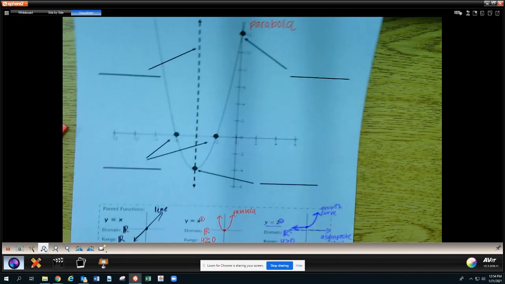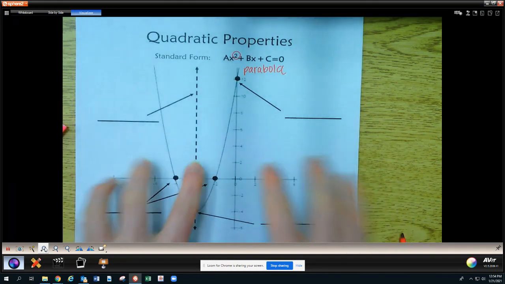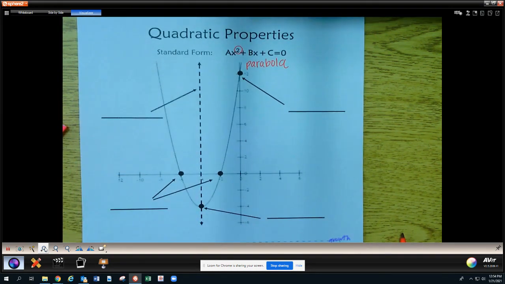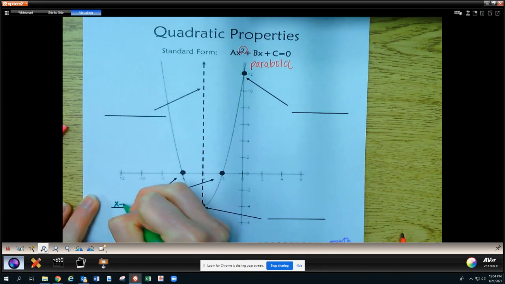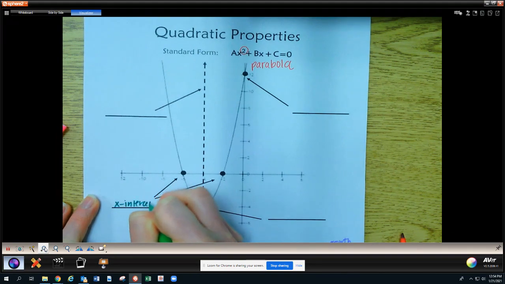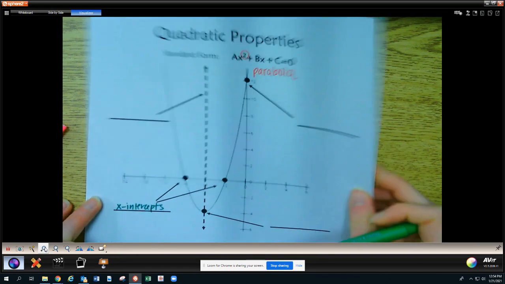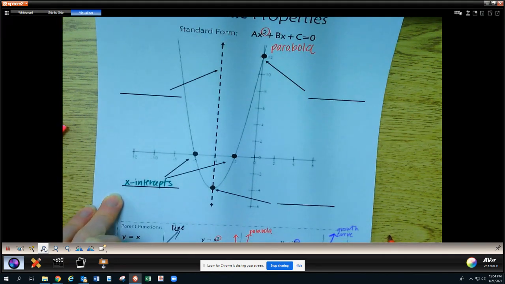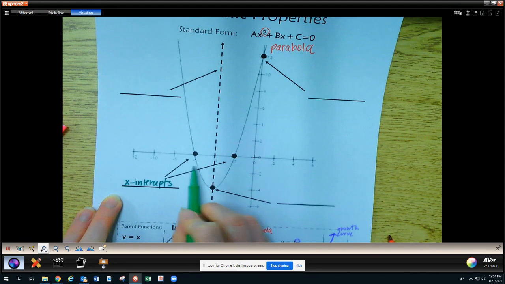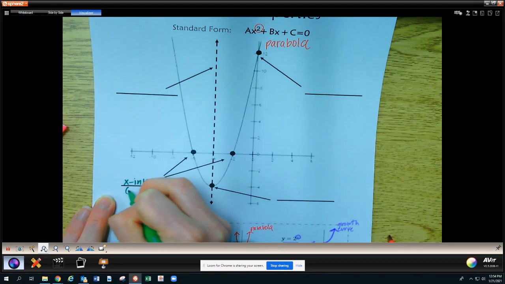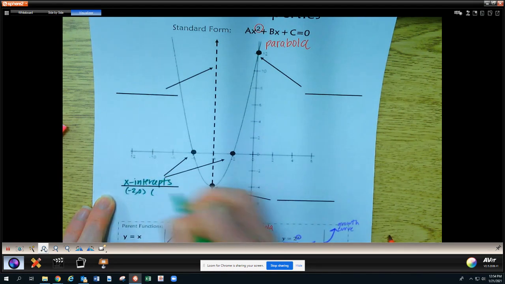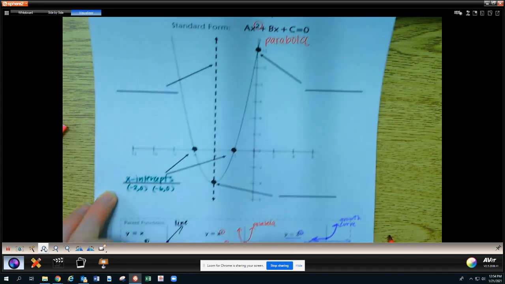All right, so let's get into some more vocabulary about the parabola, the quadratic function. Some of this we've already talked about, so let's start with these 2 points right here. These are the x-intercepts. We've talked about x-intercepts since day 1. Okay, it's where it crosses the x-axis. And so these are ordered pairs. It looks like we have one at -2, and the other is at -6. So -2, 0, and -6, 0. Those are our x-intercepts.